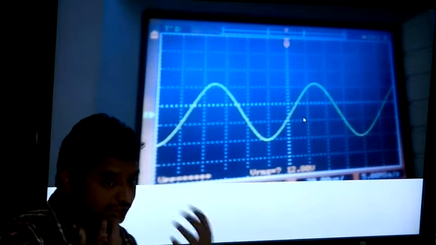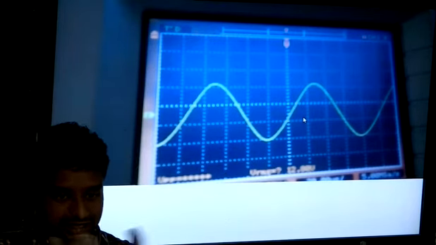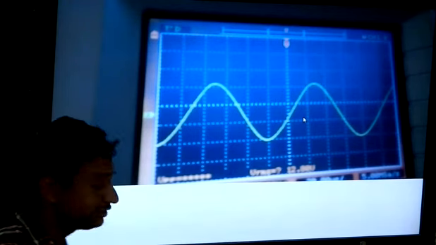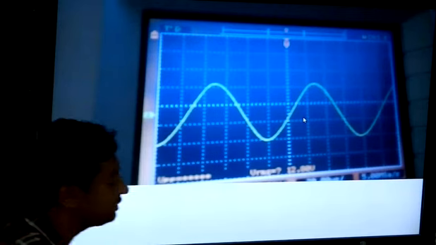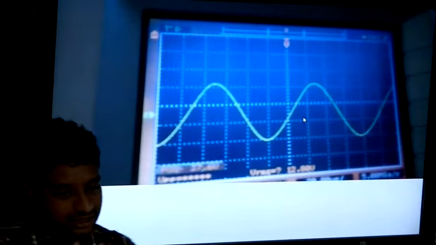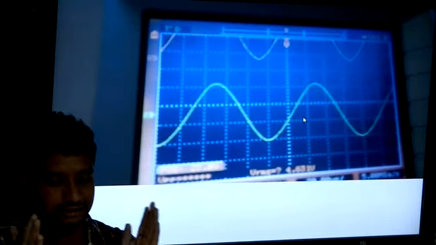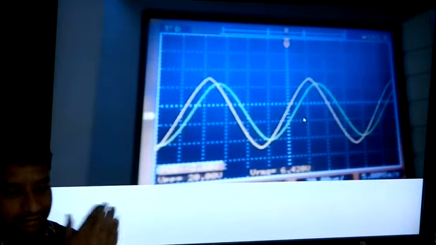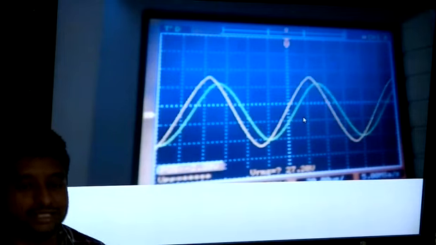Now the next thing to verify is the phase difference. Are we getting 32 degrees phase difference? We still have time. So how do you measure phase difference? We have to see how much time between the 0 of the first one to the 0 of the second one, or the peak value of the first one to the peak value of the second one. We have to measure the time.